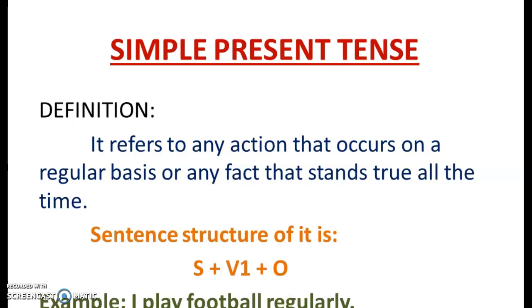Example: I play football regularly. So I is the subject, play is the verb, and football regularly is the object. Next, example of a fact. So a fact also comes in simple present tense, that is, the sun rises in the east. This is a fact, it cannot be changed. Sun is the subject, rises is the verb, and east is the object. So this is simple present tense.